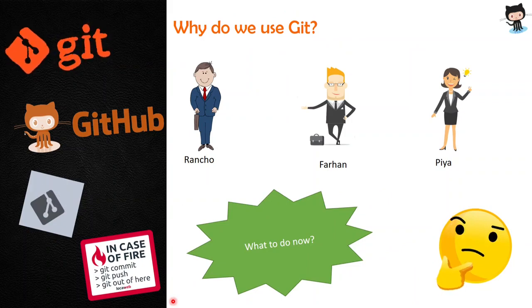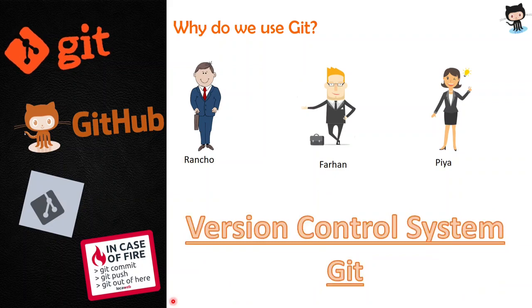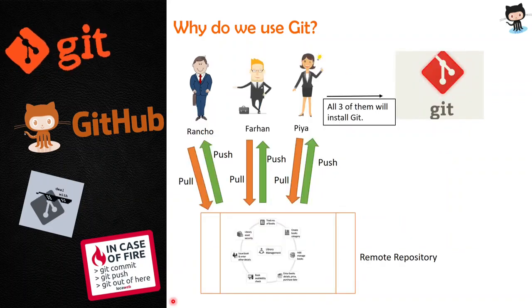So what will Rancho, Farhan and Pia do? What is the solution of this? The solution is the version control system Git. If we use the version control system Git, we can store our files, even large files, in a distributed version control system. How? Rancho, Farhan and Pia will install Git on their computers, on their systems, and any one of them can put the project in the remote repository, that is GitHub.